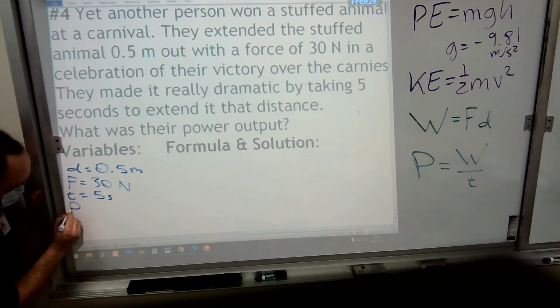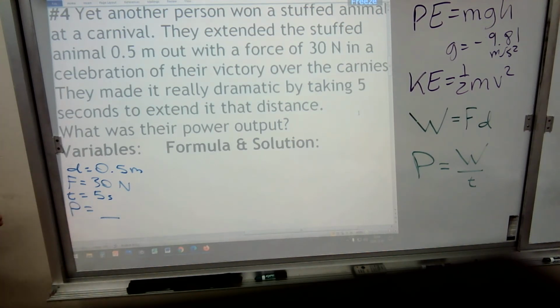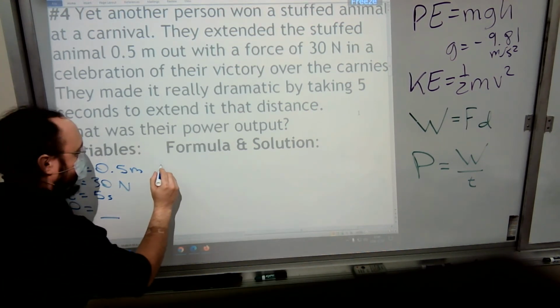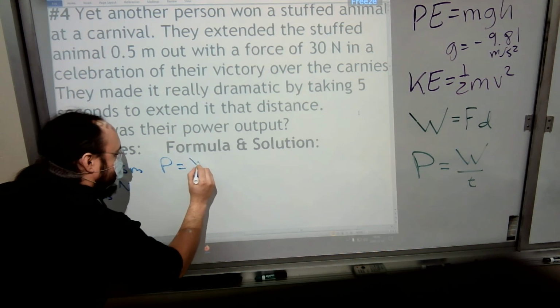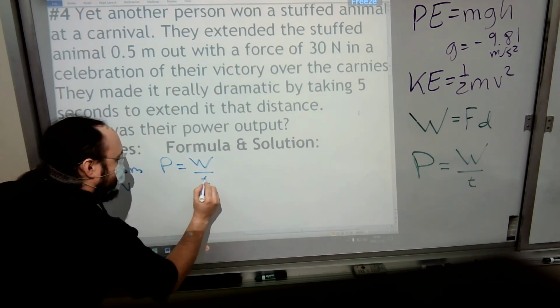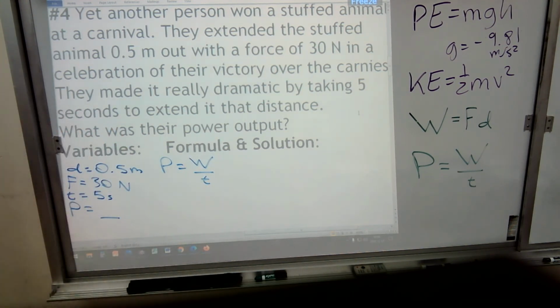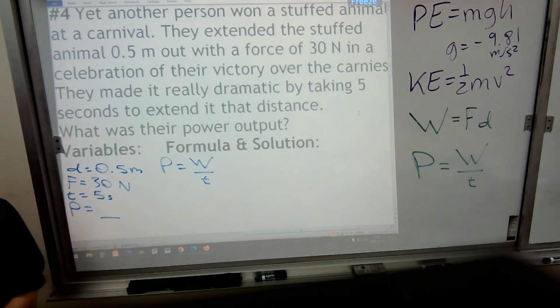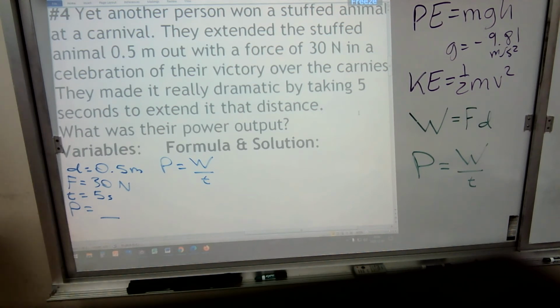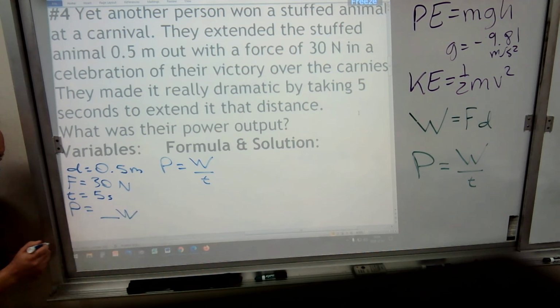Power equals blank. Are we done now? Well, I guess we're going to have to use the power formula. It's asking for power. Y'all remember the unit for power from last week? Watts. Yes, that's right, so our answer is going to be in watts. I'll put a W right here.